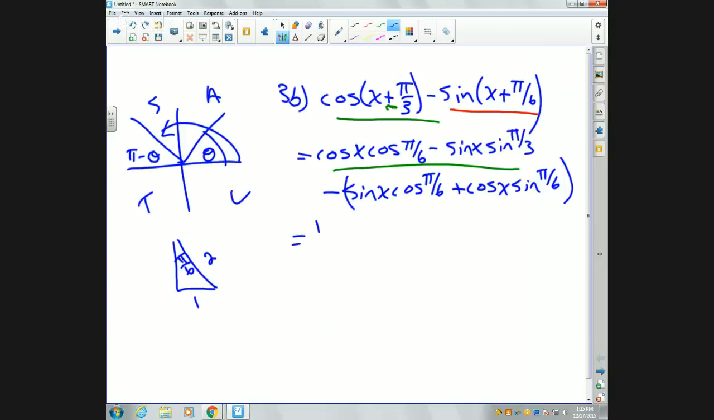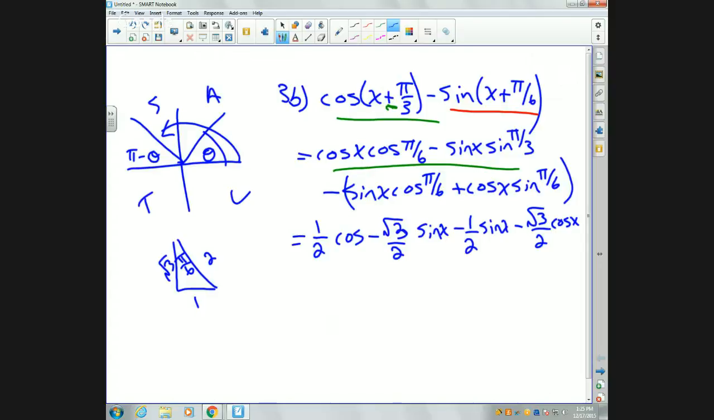So this part right here is equal to 1/2 cos x. And then the sine of pi over 3 is going to be, what's that, root 3 over 2? So we'll have a minus root 3 over 2 sine x, minus cos of pi over 6 again is a half, so this is 1/2 sine x. And then we'll have to subtract the sine of pi over 6, which we said was root 3 over 2 cos x. Is that okay so far?